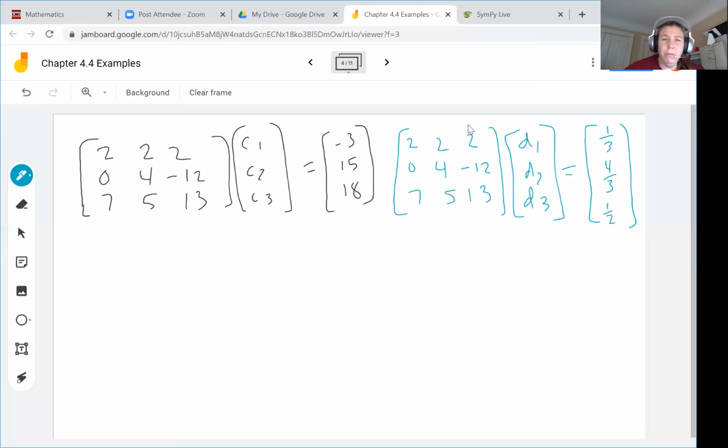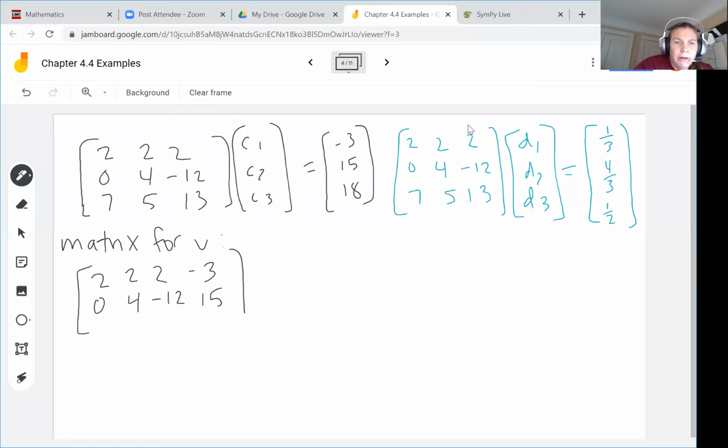Okay, so I am going to start with the matrix for V and head over to SymPy and do that in reduced row echelon form, and then we'll come back and do the same for W. So the matrix for V is going to be augmented with the solution: 2, 2, 2, negative 3, 0, 4, negative 12, 15. And in the bottom row, 7, 5, 13, and 18. So I'm going to head over to SymPy and put this into reduced row echelon form. And then we'll come back and use that to solve, if possible, for the linear combination.